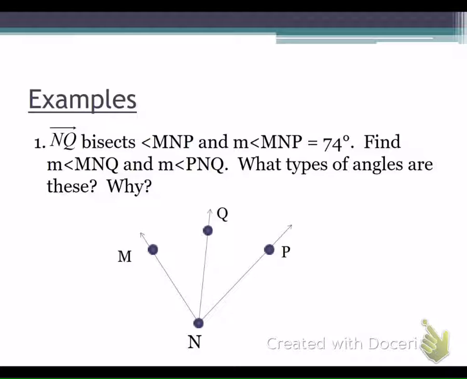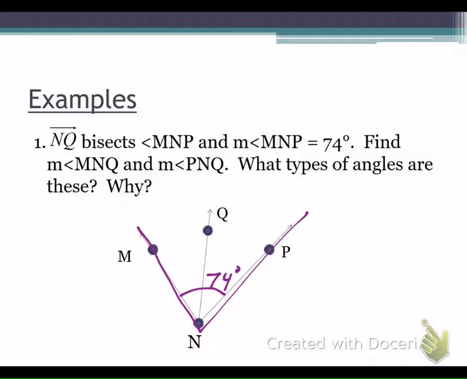All right, so the directions say that ray NQ bisects angle MNP, and the measure of angle MNP is 74 degrees. So the way you can show that in a diagram is to do one of those. And then label that little mark 74 degrees. That's how you show that the whole angle is 74, because it's MNP. The whole thing is 74.